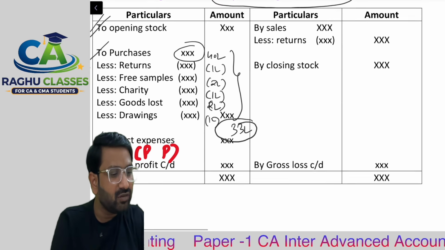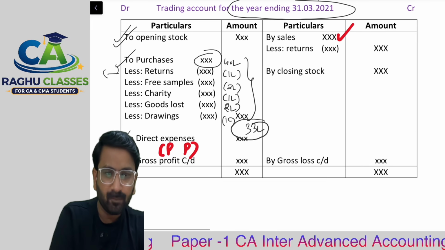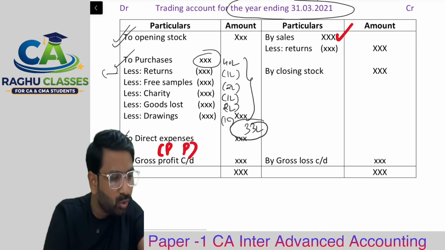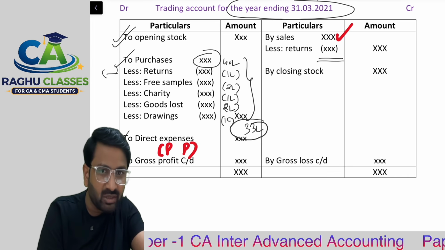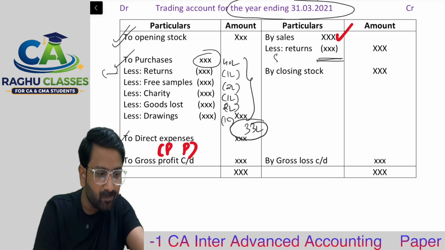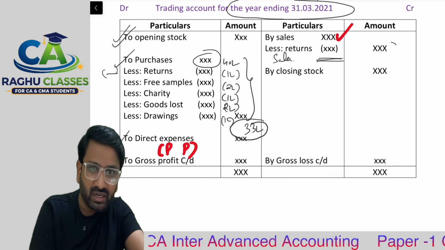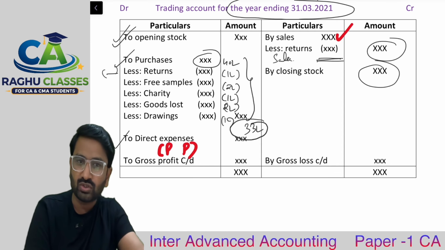On the credit side, we are going to show sales gross amount. From the gross sales, we are going to minus any item which is returned by the customer. I'll call it sales returns. And once you remove that returns, I'm going to get net sales. Next item is going to be closing stock.